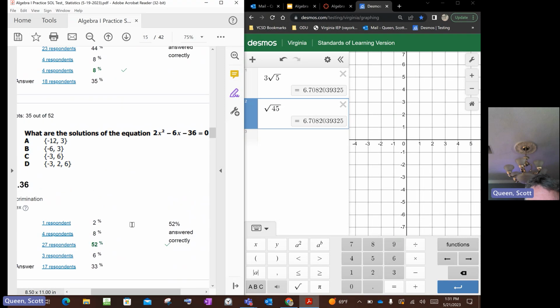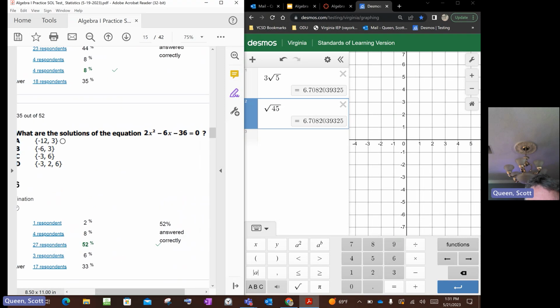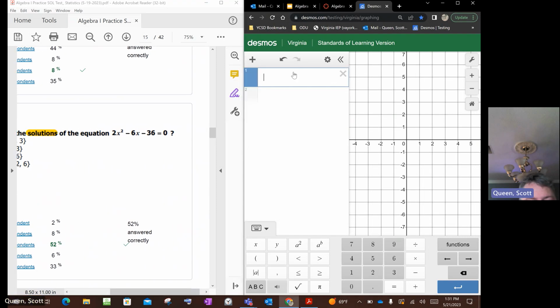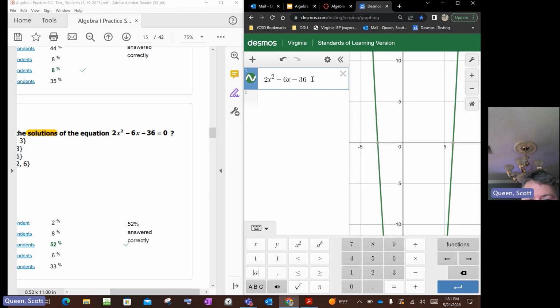What are the solutions of the equation? Well, as soon as I see that, that means something. So let's come back to it. Let's do some graphing first. So 2x squared minus 6x minus 36. Now, I do have a graph, but since it went ahead and put that equal 0 part in there, I'm going to do that for consistency. 2x squared minus 6x minus 36 equals 0.